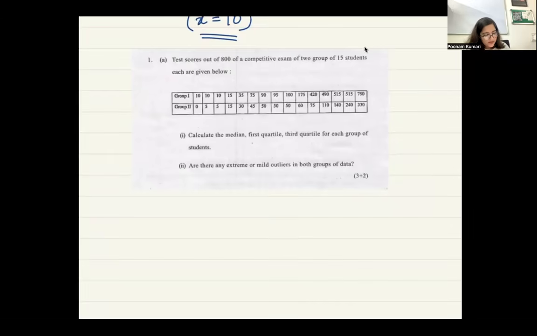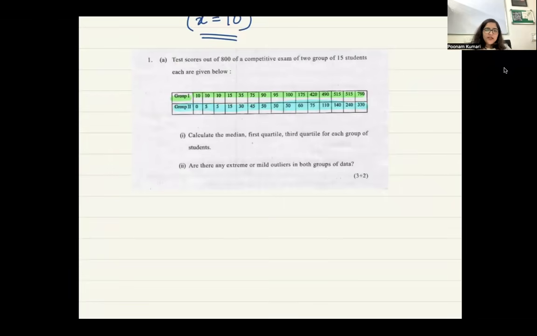For group 1, these were the marks that students have received. Some people have received 10 marks also. Some people have received 790 marks also. And then there was another group. For that group also there are 15 people, and how many marks they have scored is given in this list. This data is clear? So out of 800, how many marks students have scored for each of the 15 people in the group is given to us.